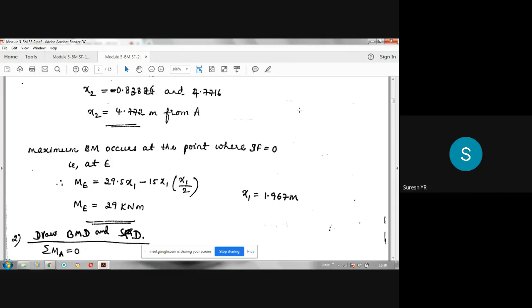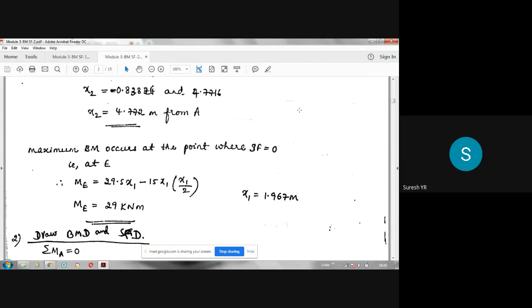So profiles you have to understand. BMD profile: if it is UDL, it is a parabola. If it is triangular, it is a cubic parabola. If it is a concentrated load, it is a straight line. Whereas in the shear force diagram, if it is a concentrated load, it is constant. If it is UDL, it's a straight line. If it is UVL, it will be a parabola. So each is one degree less.